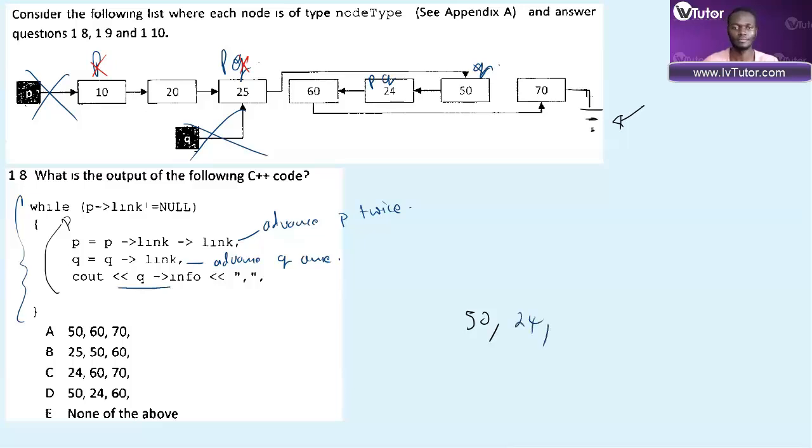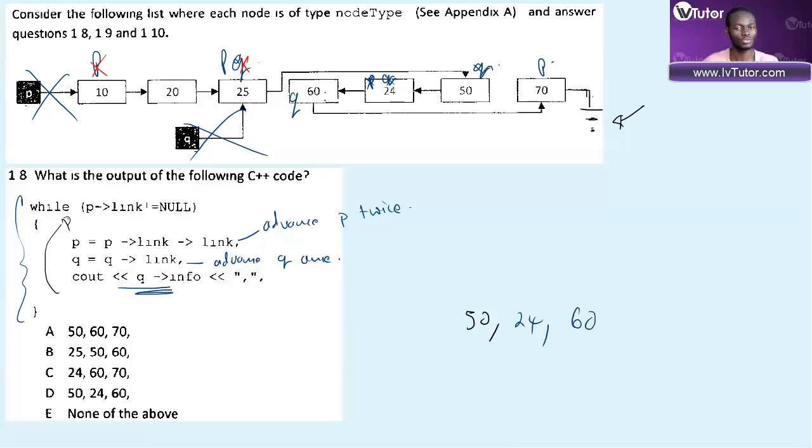Then I go again. Is p.link equal to null? P.link is 60, so no. What do we do? We advance P twice, so P moves from here, and then P is now here. Q advances 1, so Q is now here. We display Q.info, so we display 60. Then we go back to our condition.